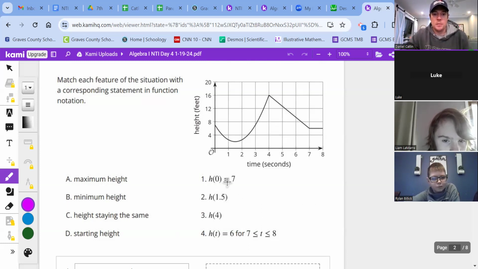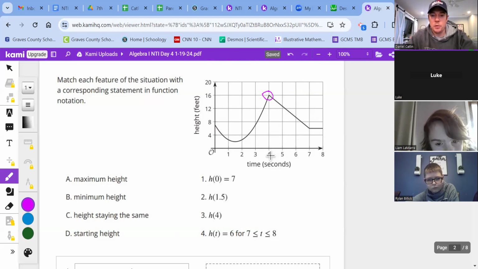All right, so this first one, we're just interpreting the graph. Remember, inside the parentheses is your independent variable on the x-axis, and then what it equals outside is your y, your dependent variable. So the maximum height of this one would be where it's at its tallest, which would be right here. And you're either looking for an output of 16 or an input number inside the parentheses of 4. And you see that on number 3. So that's kind of how this works, making those matches.